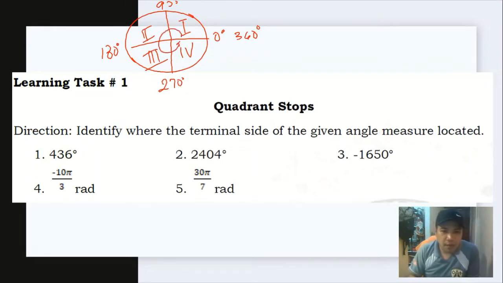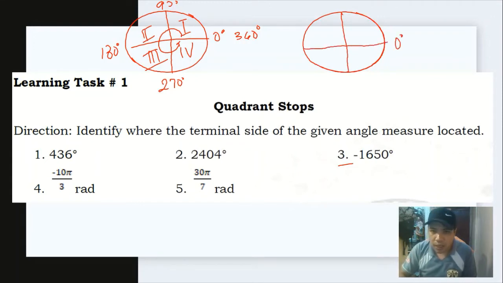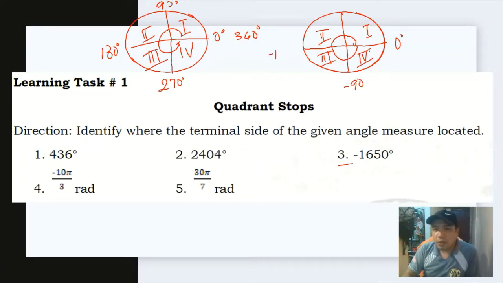Now, if ever that we have a negative angle, such as for number 3, we will refer to the clockwise direction. So once again, this is 0, and our angle will be going this way. The first quadrant still is first, second, third, fourth. Then this will be negative 90, negative 180, and negative 270.